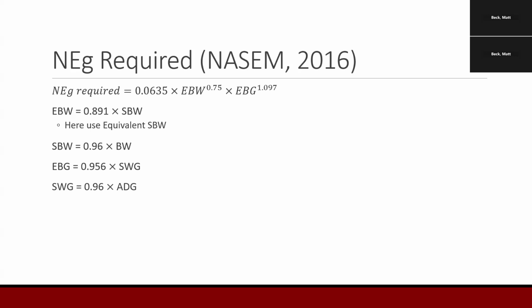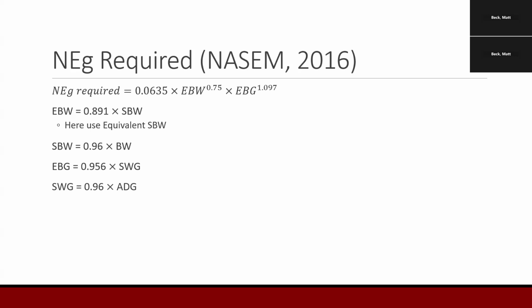All right, and so just like with shrunk body weight, we have shrunk weight gain, and we could do it as initial body weight times 0.96, final body weight times 0.96, and divide that all by either days on feed or days on pasture, whatever system we're looking at. That could give us shrunk body weight gain. Or we can just calculate it as live weight gain times 0.96.